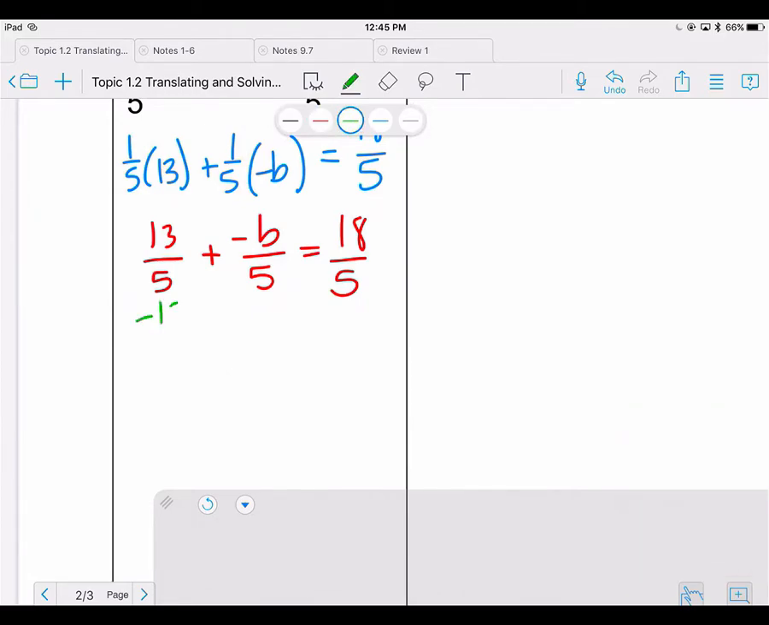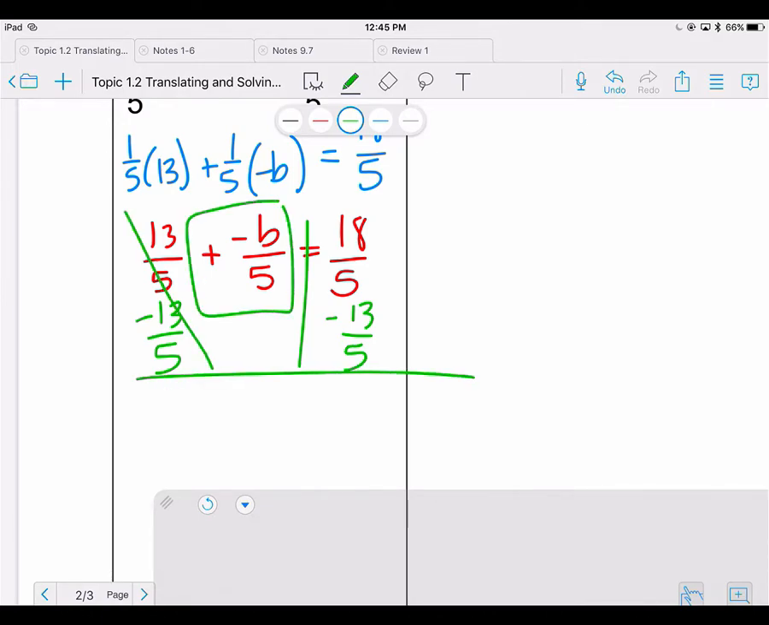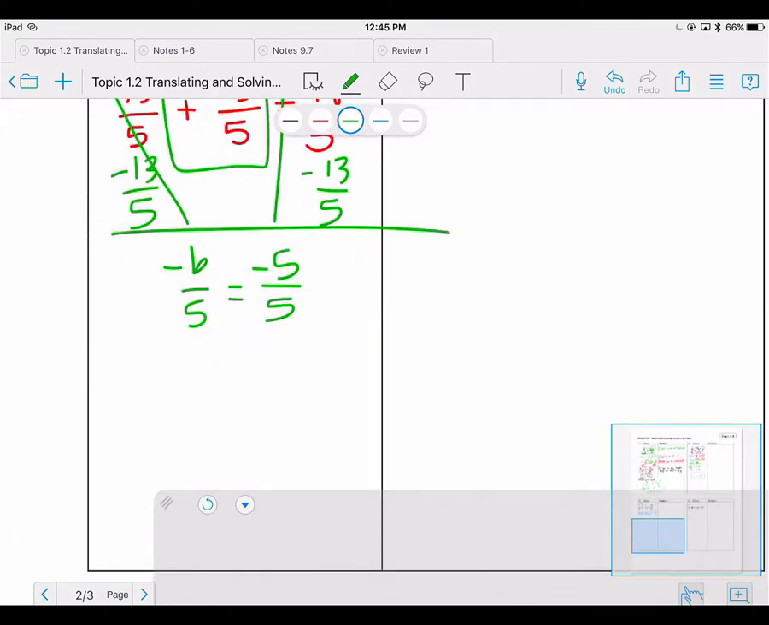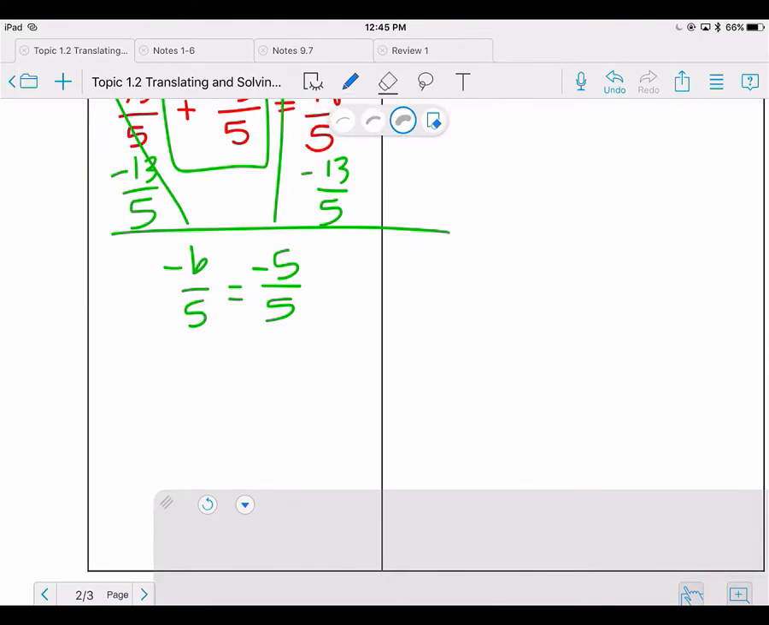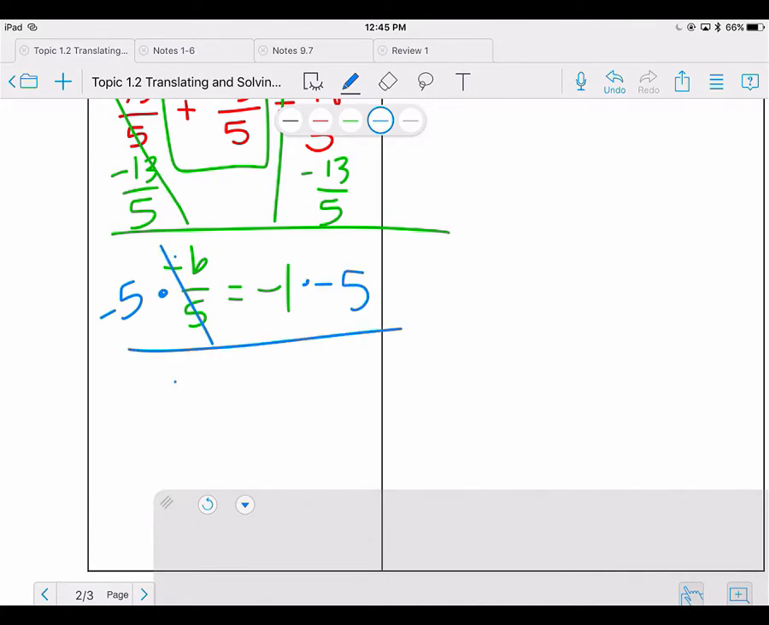To solve, I subtract 13/5 from both sides because it's being added and I need to do the opposite. So negative b over 5 equals negative 5 over 5. And negative 5 divided by 5 is just a negative 1, so I'm just going to replace that. And then on this side, I'm going to multiply both sides by negative 5 because I have negative 1/5 over here. So b equals 5.